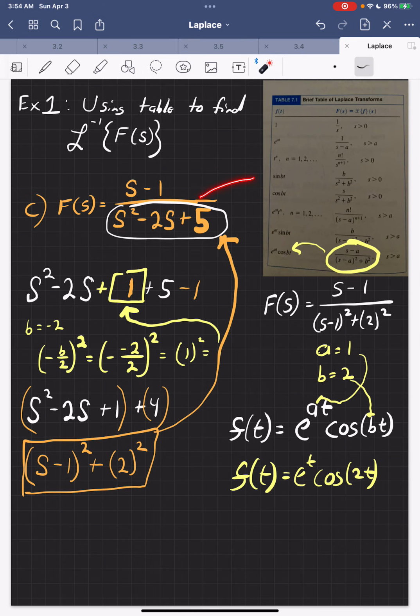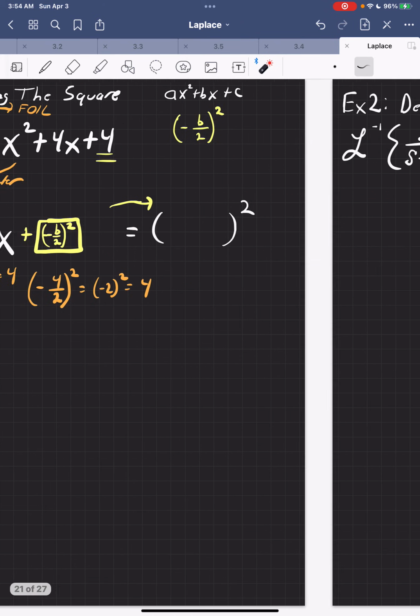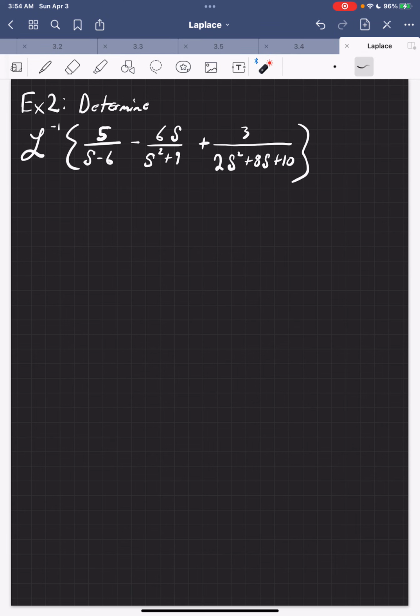So as long as you feel good with these types of problems, you should be able to, for example, this here is example 2. You truly should pause the video and see if you can actually determine this entire Laplace inverse. It would involve you trying to complete the square, etc. Obviously you don't have to pause the video.